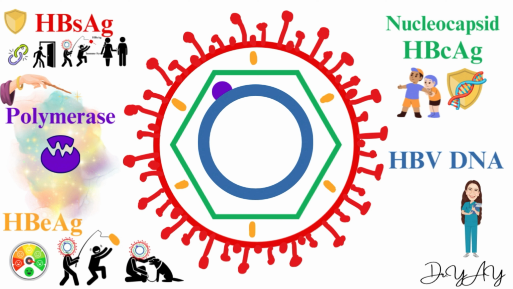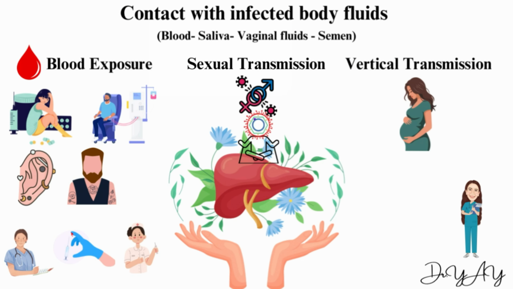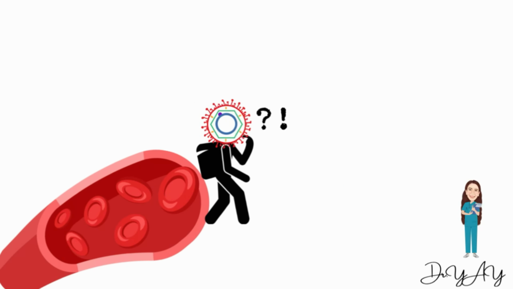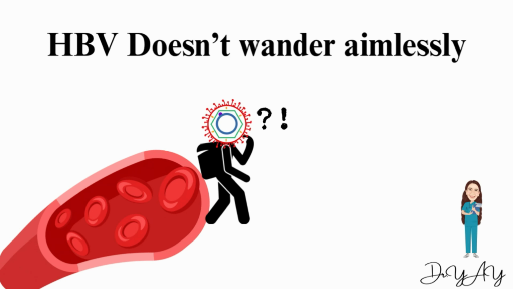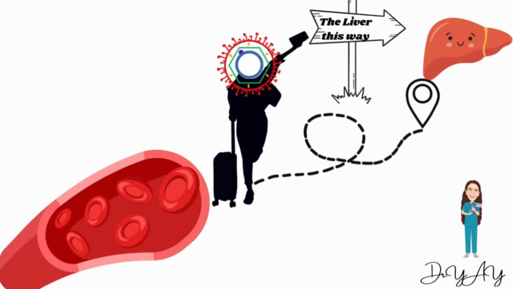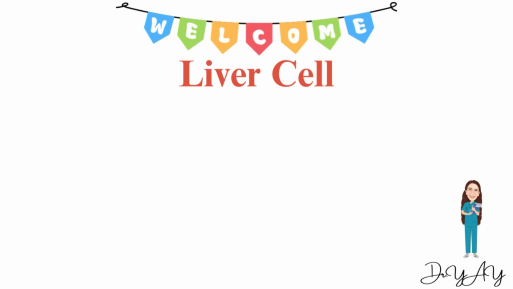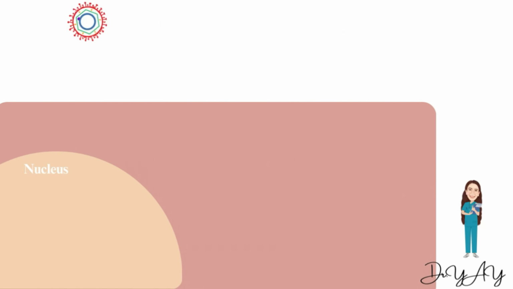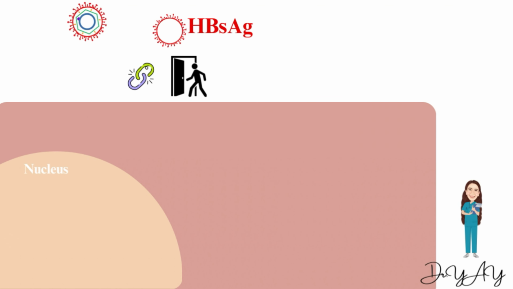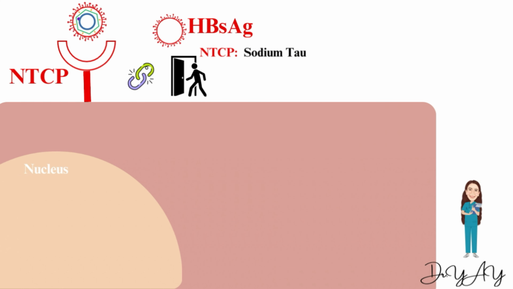Now that we are familiar with the viral structure and how it enters the body, you need to know that this wicked virus doesn't just wander aimlessly in the body, but it has a well-designed plan to reach its target, which is the liver cell. And once it arrives at the liver cell, it uses its hepatitis B surface antigen to attach and enter it through a receptor called the NTCP, which stands for the sodium taurocholate co-transporting polypeptide.